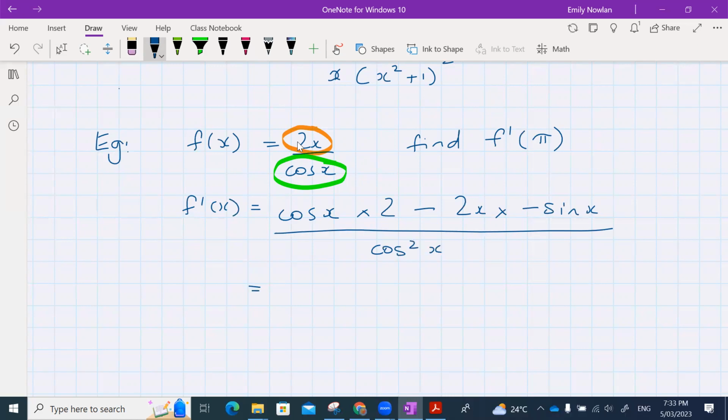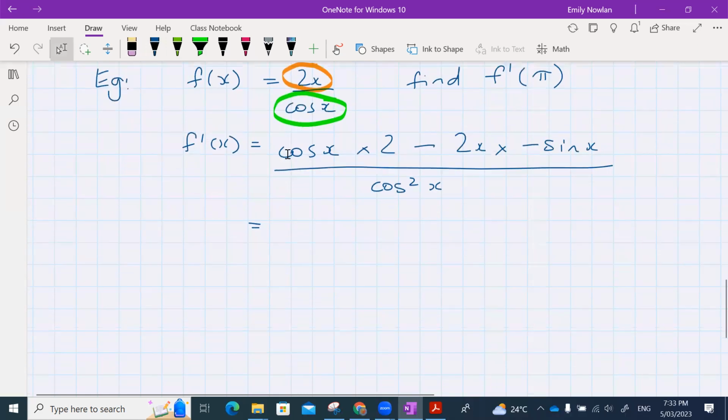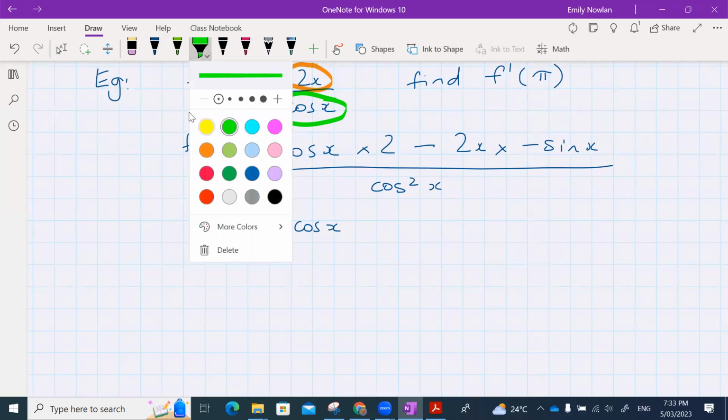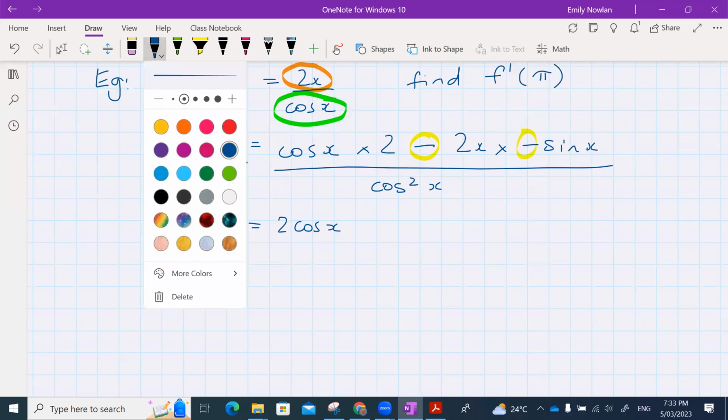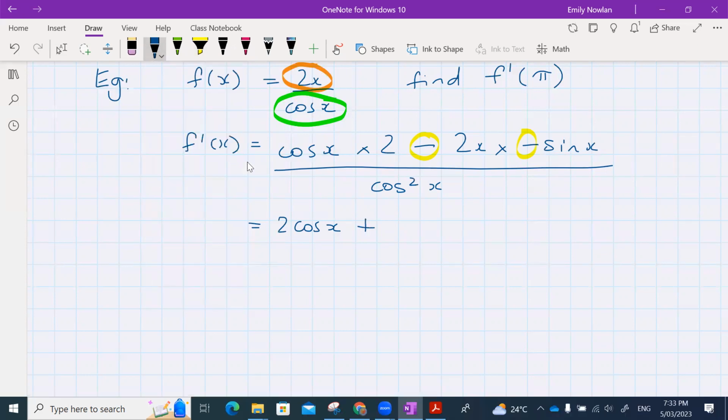Okay, we can make this top a little bit tidier. We don't usually put cos x times 2. We would say 2 cos x. Now have a look what's happening here. We've got this minus sign there and minus sign there. They are crucial points where people are likely to make an error. A minus times a minus is a plus. And so then we just have 2 cos x plus 2x sine x all over cos squared x.